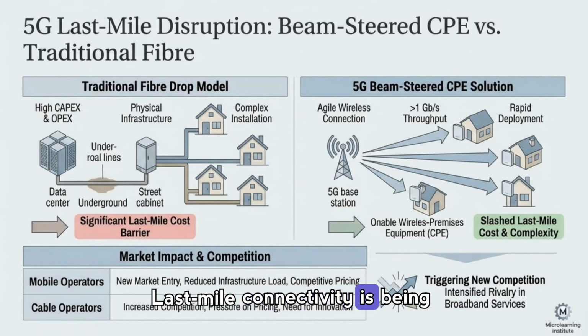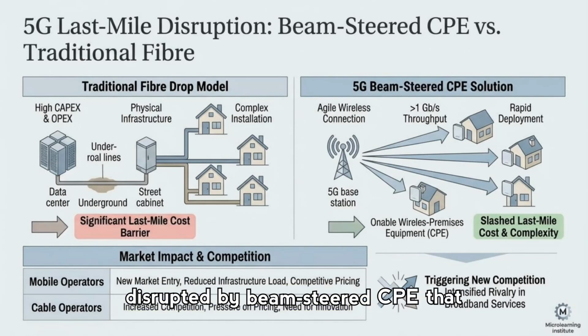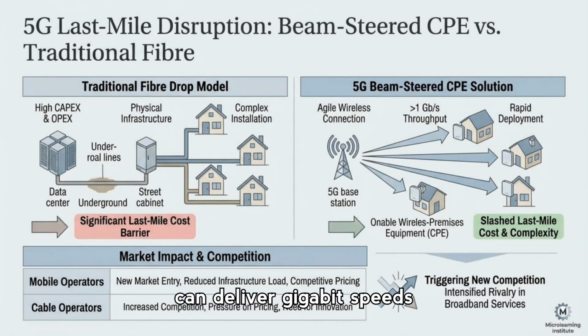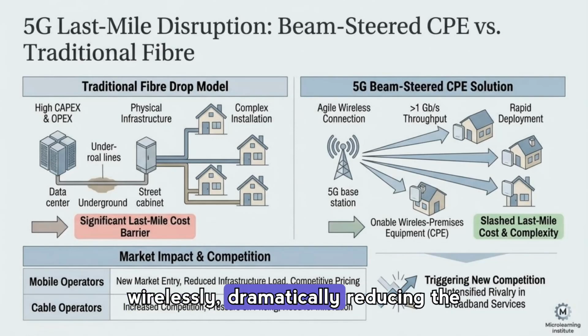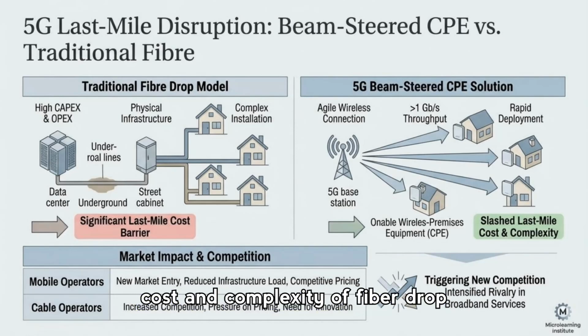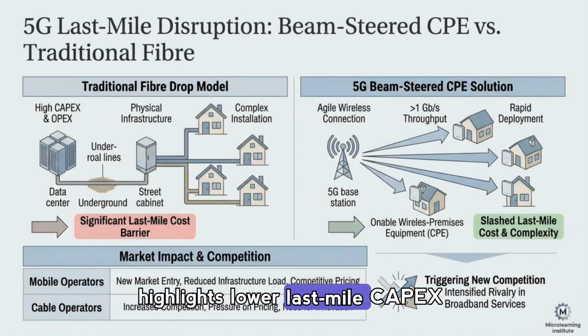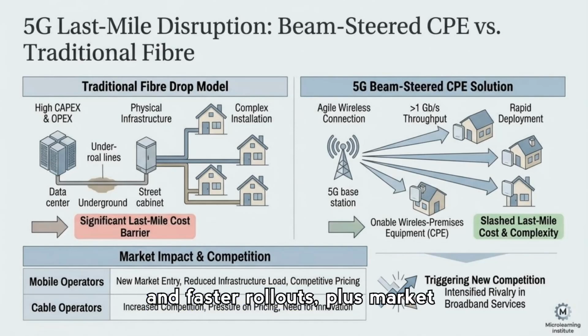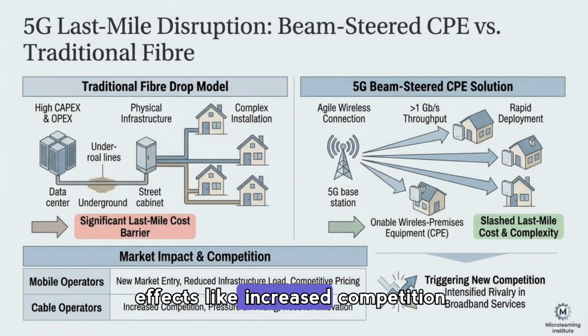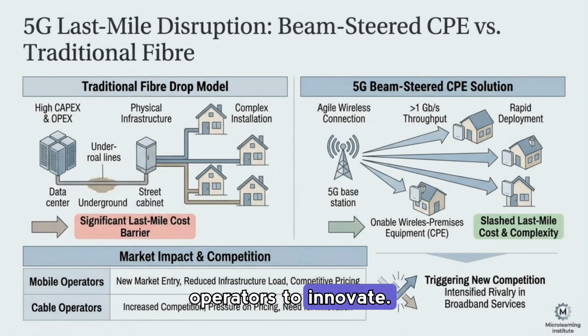Last-mile connectivity is being disrupted by beam-steered CPE that can deliver gigabit speeds wirelessly, dramatically reducing the cost and complexity of fiber drop deployments. The comparison highlights lower last-mile CapEx and faster rollouts, plus market effects like increased competition and pressure on traditional cable operators to innovate.